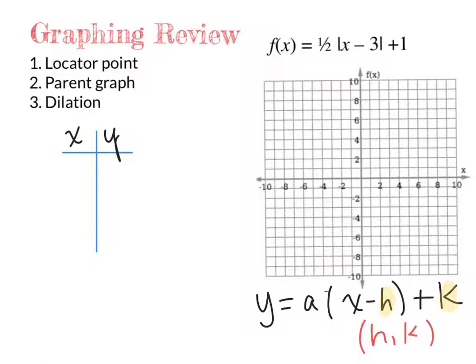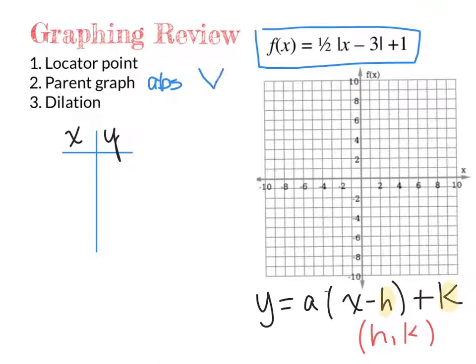So when we graph a function, we want to make sure we know what the parent graph is. And in this case, the parent graph is absolute value. And that looks like this. And we want to find the locator point. That's actually really important so we can see where to put it. And then last but not least, we do the dilation, which is kind of new. So that's what we're focusing on.